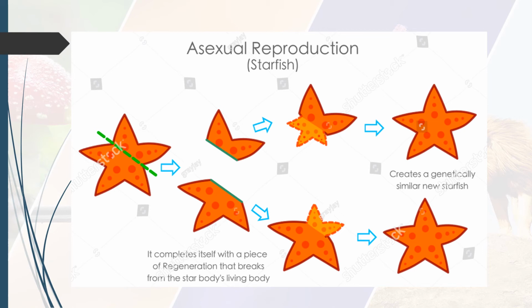Okay, we have here the asexual reproduction through the starfish as the representative. It completes itself with a piece of regeneration that breaks from the star's living body, and then it creates a genetically similar new starfish. So even if you cut it into, for example, 5 pieces, it will regenerate into 5. So this kind of asexual reproduction will have more reproductions if its body will regenerate.